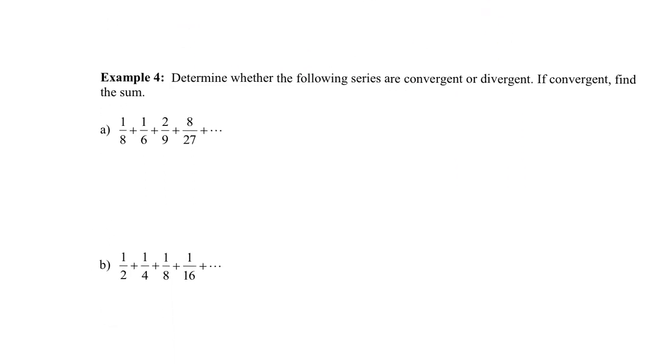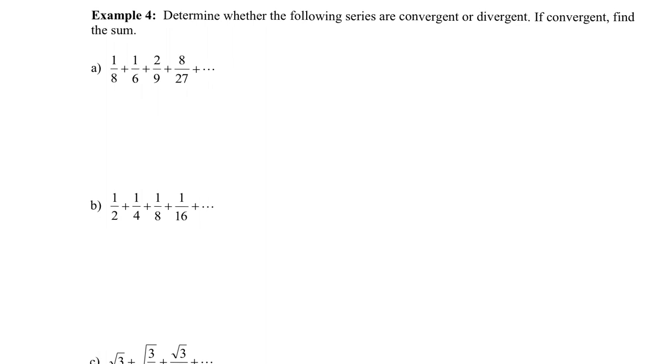And here we go. You have to actually add another one of these, but let's take a look at these. Example 4 says, determine whether the following series are convergent or divergent. If they're convergent, find the sum. These are geometric series, so we just want to see if they're convergent or divergent. So what we basically have to do is find r for all of these.